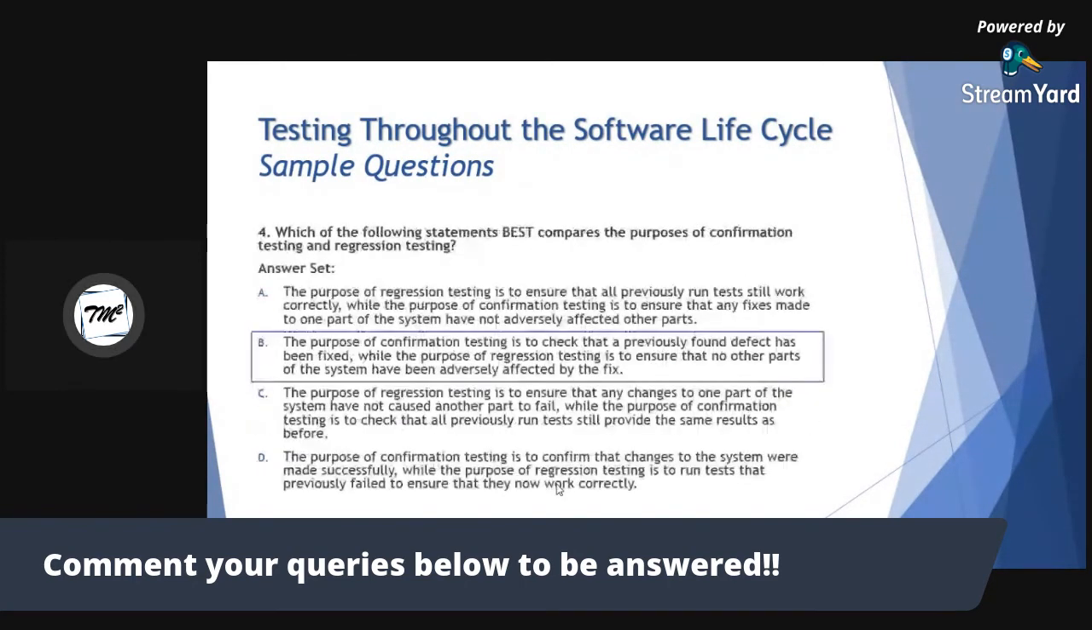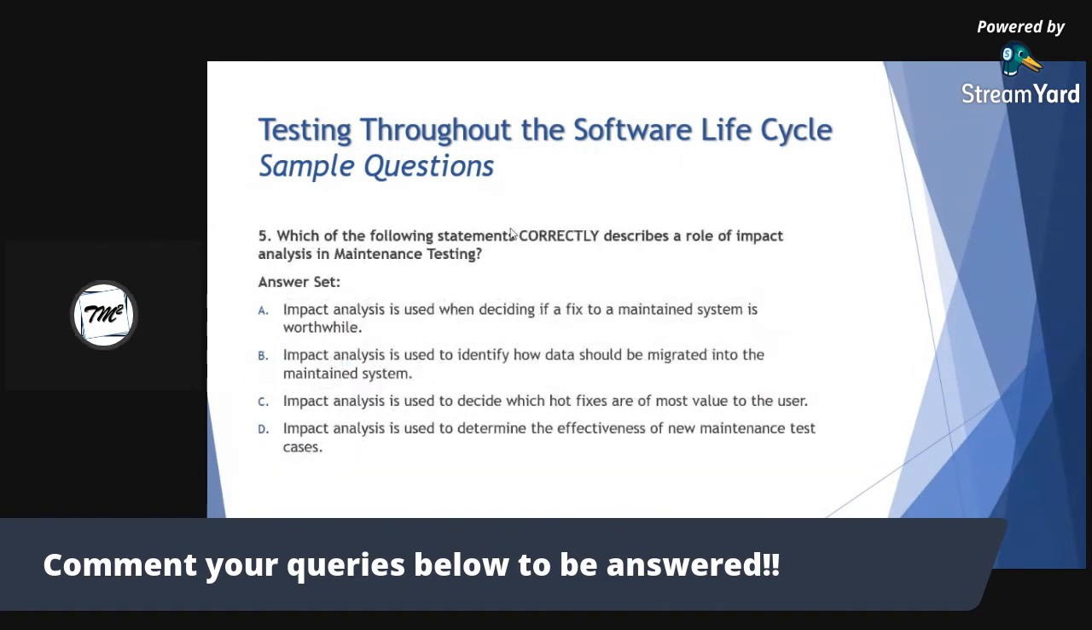So if you see all these questions, when it says which statement best compares the purpose of confirmation and regression, there might be conflicts among the options, but of course not the right answer. So you need to pick the right answer based on the exact understanding. The best way to approach a question precisely is to read the question carefully and understand the question very well before you even look at the options. That's the best approach I can say.